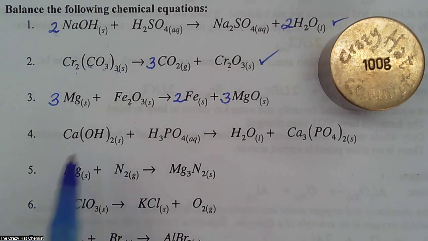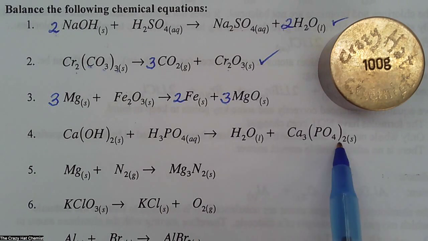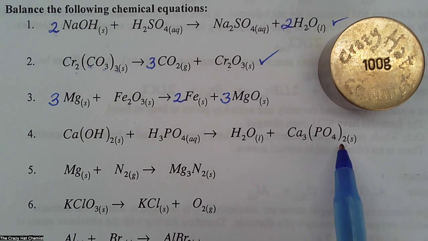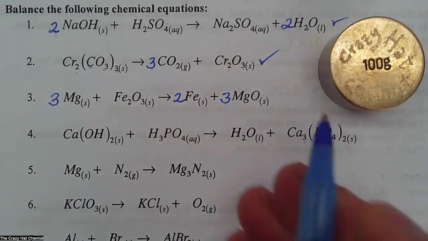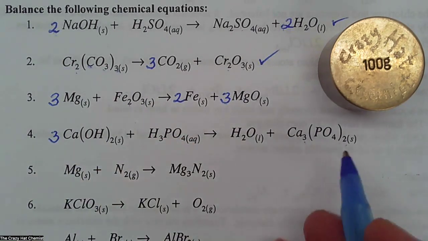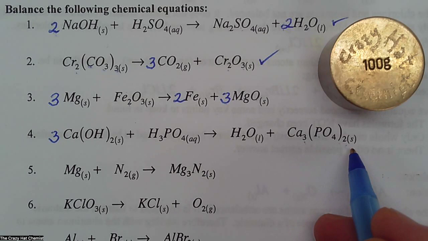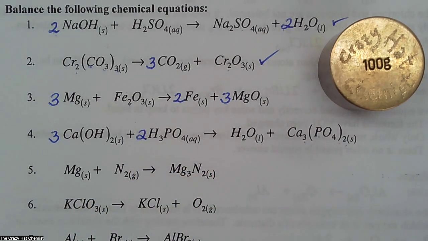The next one is calcium hydroxide and phosphoric acid produces water and calcium phosphate. This calcium phosphate right here on the product side is the most complicated formula with the most numerous of elements. That's where I'm going to start. I'm going to start with the most complicated thing. There are 3 calciums here on the product side. Now there are 3 on the reactant side. There are 2 phosphorus, not phosphates, but 2 phosphorus on the product side. And so that would be 2 on the reactant side now.